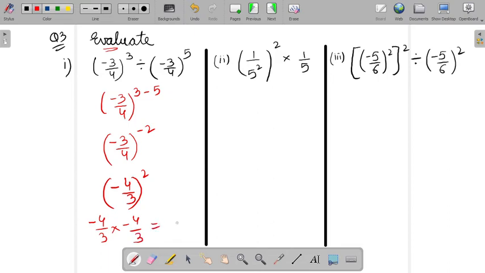By multiplying it 2 times, 16 by 9 would be the final answer. Let's take the second part. First we will solve this bracket.